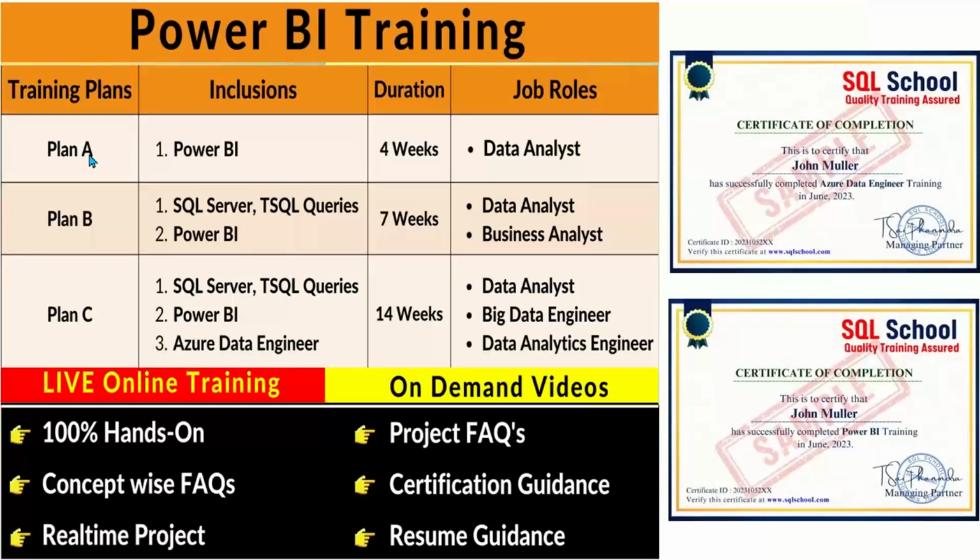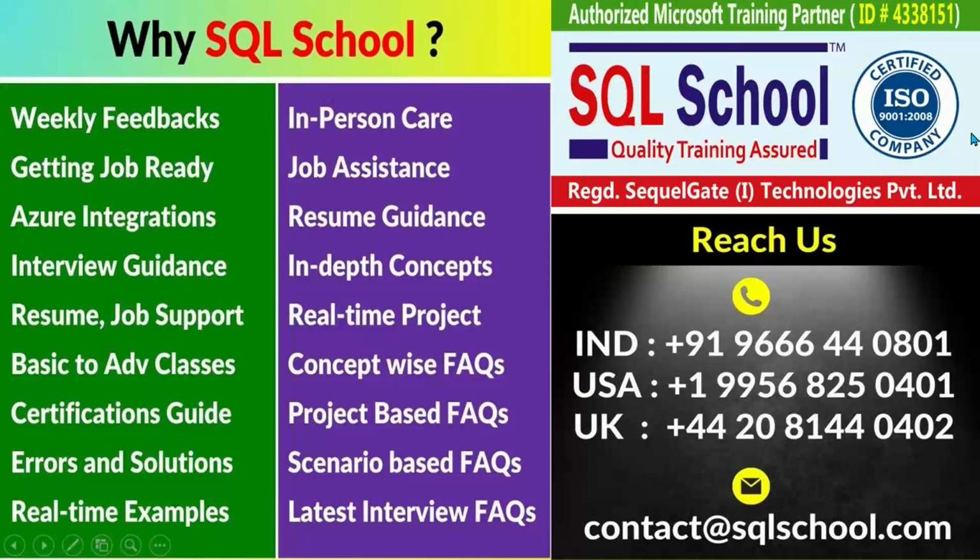So we have plan A, only Power BI, 4 weeks, apart from the project work. Plan B, SQL plus Power BI, 7 weeks, apart from the project work. Or plan C, add on data engineer, an extra 7 weeks, total 14 weeks. Once you complete the project, you will be given the course completion certificate. That's how it is. This is all about the overview of the course.